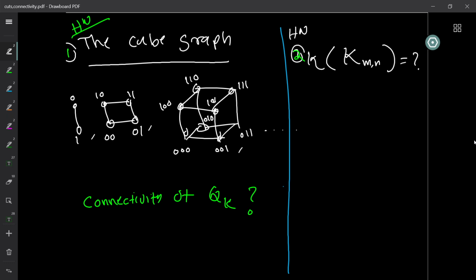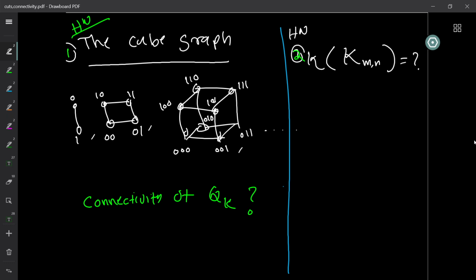For 3, this graph will be the cube graph, which represents the skeleton of a cube. And then for higher dimensions, they are called hypercubes. So the 4-dimensional cube will be like another cube, and then the corresponding vertices will be made adjacent. So this is a nice structure. Now, can you find out the connectivity of Qk? Maybe a little difficult, but it will be interesting.